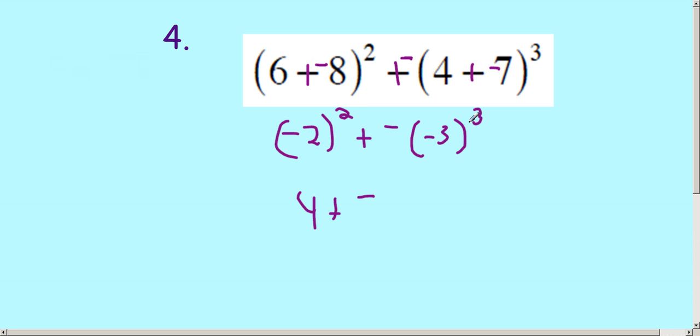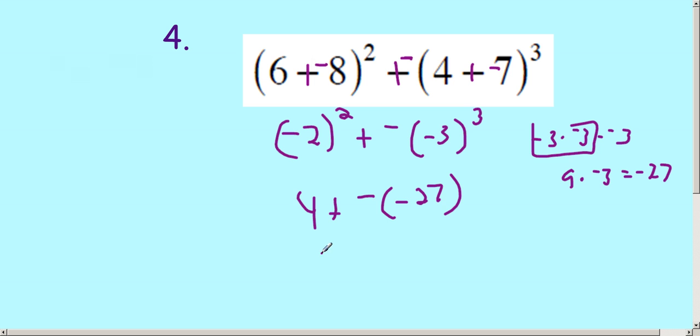What's negative 3 times negative 3 times negative 3? We already did this. That gives us 9. 9 times negative 3 is negative 27. And then we need the opposite of that. So it's going to be 4 plus the opposite of negative 27. So it's going to be 4 plus 27, which will give us 31. Okay? You're just going to have to practice them.